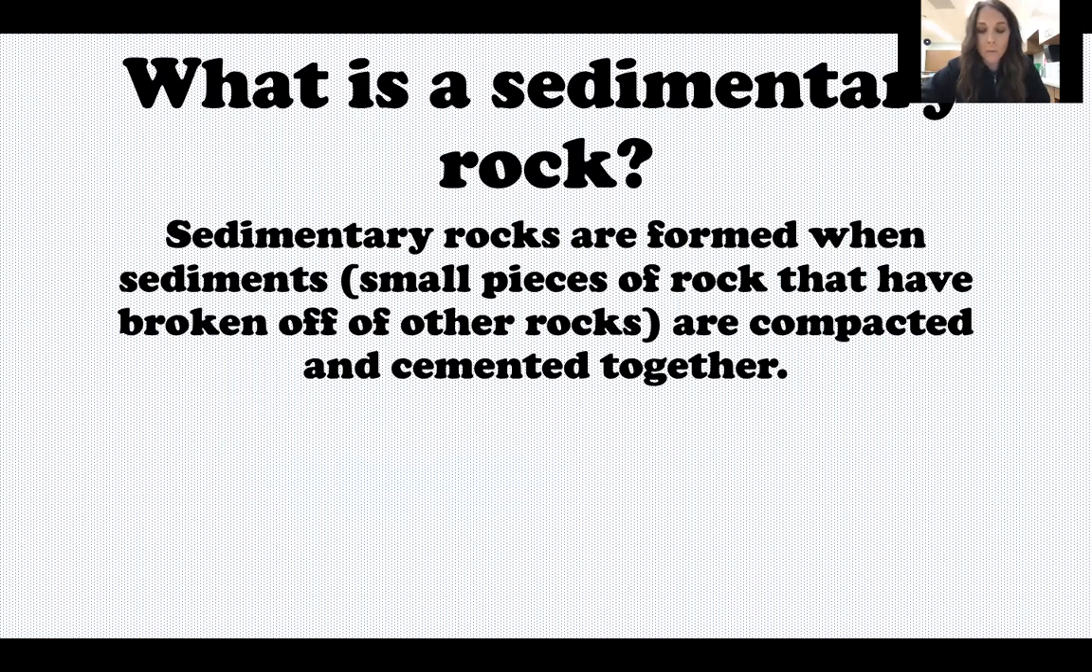So in third and fourth grade, you learned about a word called weathering, which is how rocks are broken down into smaller pieces. And this can happen through wind, water, ice. Plant roots can break rocks. And when that happens, the small pieces that break off of rocks, we call those sediments. So through some processes that we're going to discuss, those sediments get compacted or squeezed together and cemented or glued together, and that's what creates a sedimentary rock.